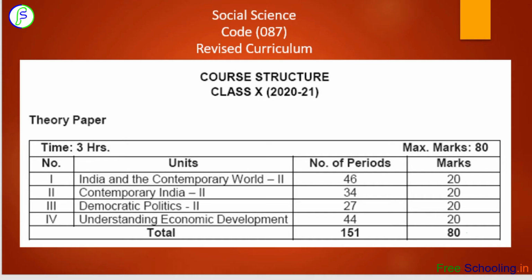So hello everyone, today we will be discussing the revised syllabus of social science for class 10th. Okay, so first let us see that the code for this subject is 087. First, let us see the course structure.